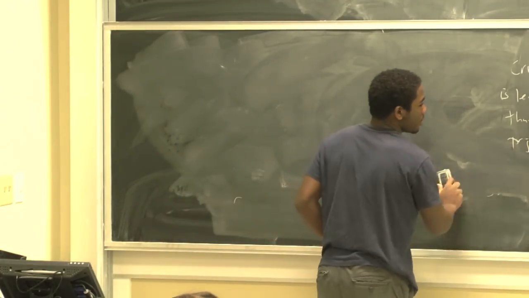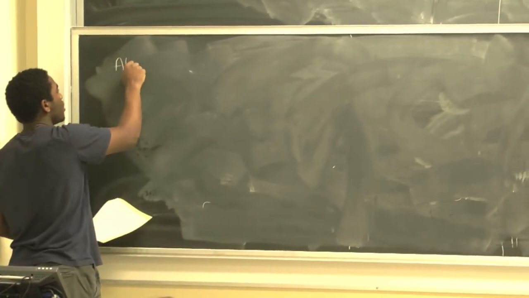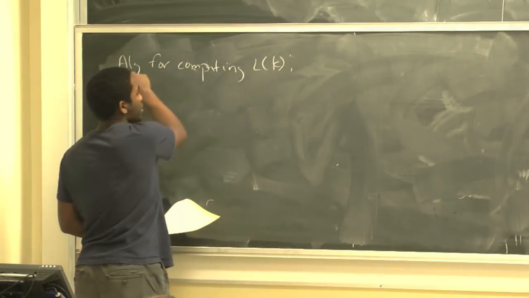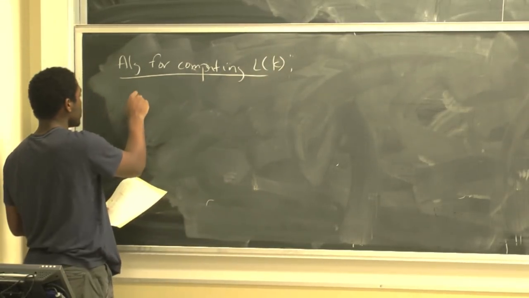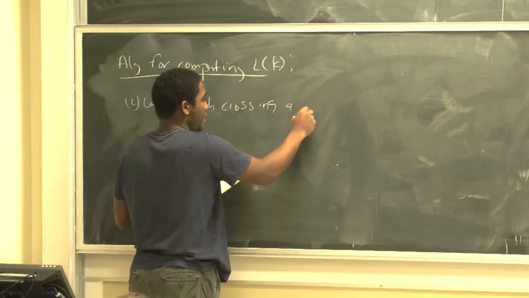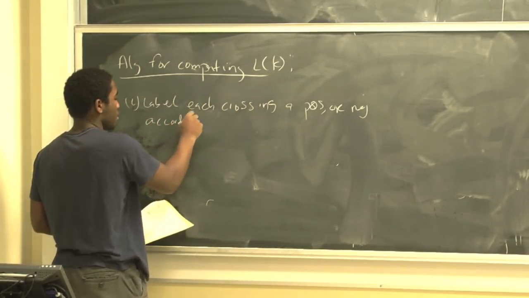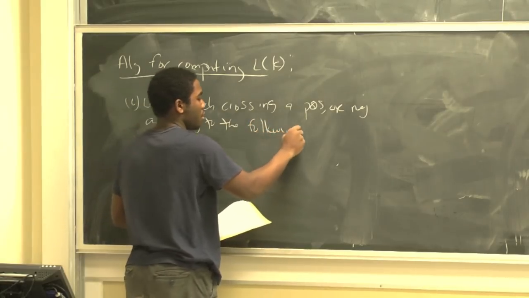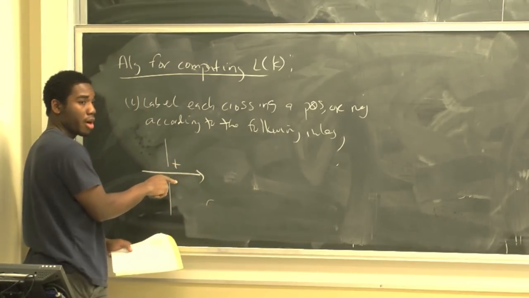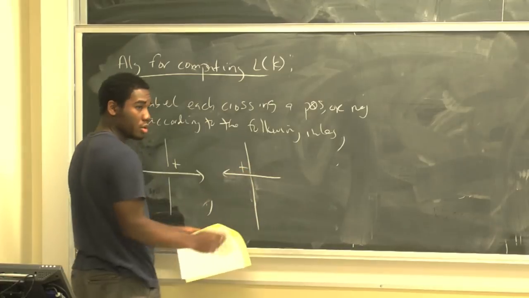So there's actually a unique way to compute the linking number. I'll call this the algorithm for computing the linking number, and I'll give it in this shorthand notation. What you do is you label each crossing as positive or negative according to the following rules. The rules are pretty easy. When you go over, you denote this as a positive crossing, right? And vice versa, when you go in the opposite direction but still have an over crossing, you denote this as positive.